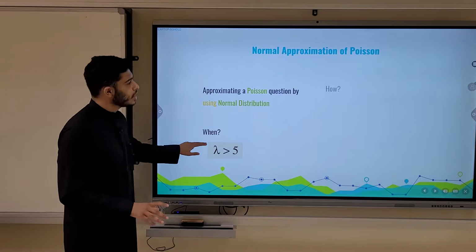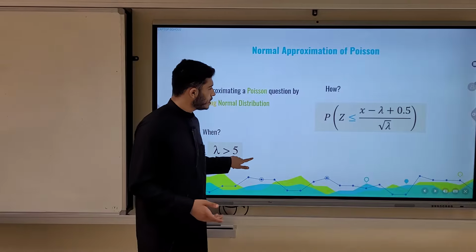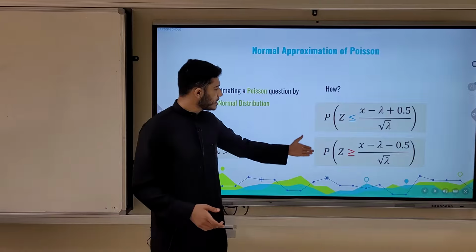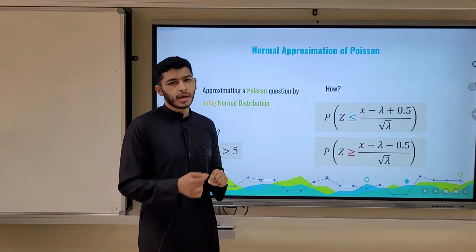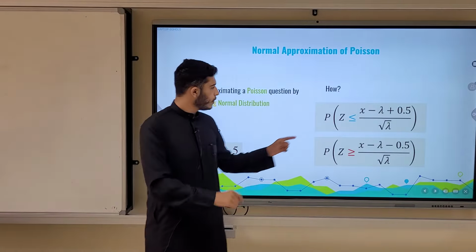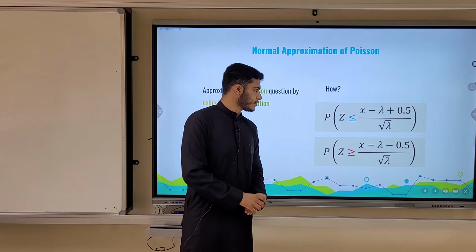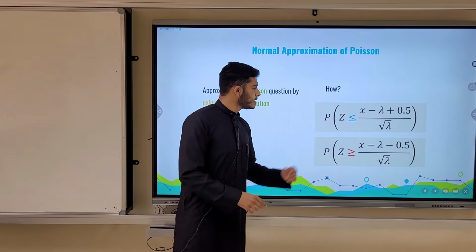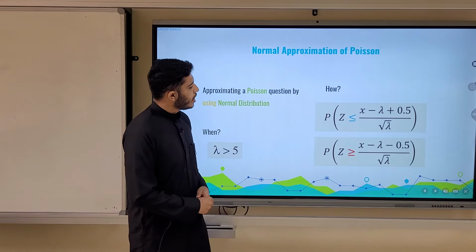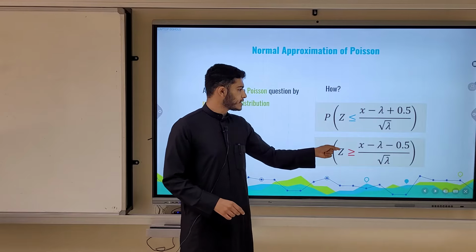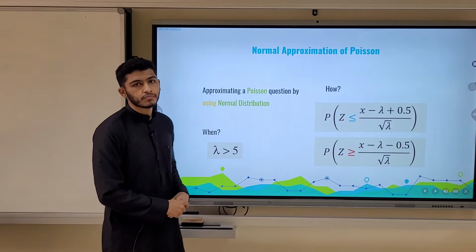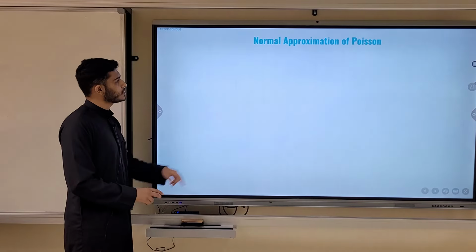How can we do it? We can do it by using these two expressions, which have the same exact logic that we have done with the binomial, where you are subtracting the mean of the Poisson and dividing by the standard deviation for the Poisson, and adding the correction factor when you have less than or equal, and subtracting it when you have greater than or equal. Now let's have a question.